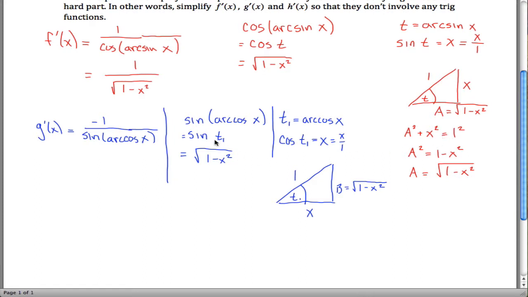Alright, so now that we know what sine of arc cosine of x is, I can replace that over here and say that g prime is negative 1 divided by this thing, negative 1 over the square root of 1 minus x squared.